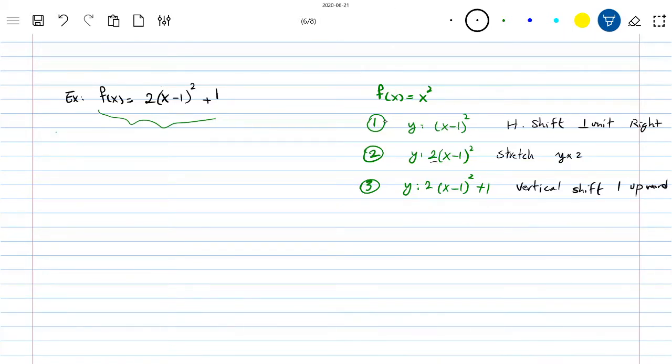So if you combine all these 3 steps back to back, if you start from the graph of x squared, then do a horizontal shift 1 unit to the right, then rescale all the y values by 2, then vertically shift up 1 unit, what you get at the end is the graph of f of x, 2(x minus 1) squared plus 1. This is what you will get.